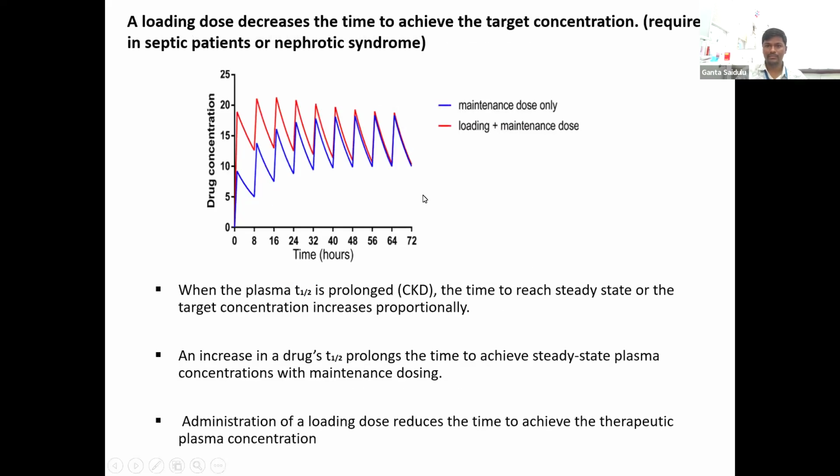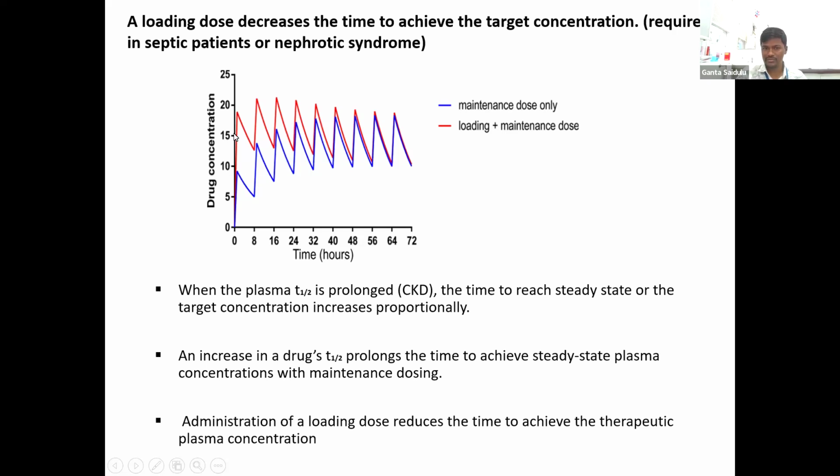Ideally, loading doses decrease the time to achieve the target concentration, because if you give a higher loading dose, it can help us decrease the time to achieve the target concentration, ideally from days to hours. It is basically required in septic shock patients or patients with nephrotic syndrome.